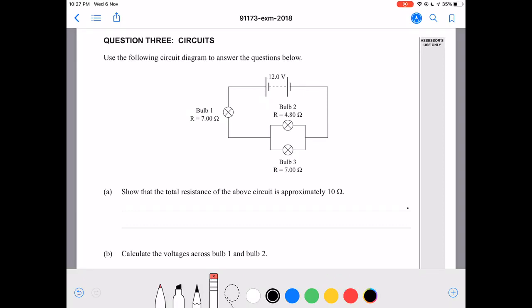Welcome back to question 3 for the 2018 Level 2 Electricity and Magnetism paper. So for question 3, it's circuits. Use the following circuit diagram to answer the questions below. Question A: the total resistance of the above circuit is approximately 10 ohms.